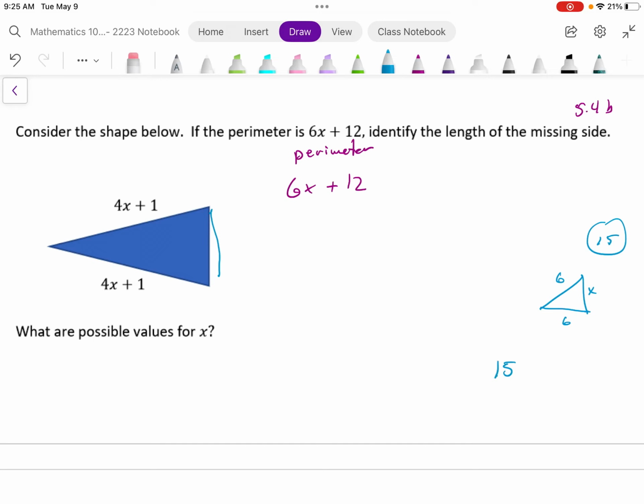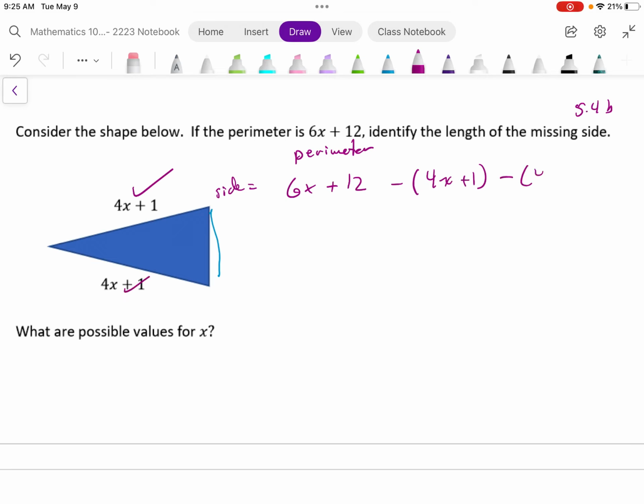But what I'm going to say is a lot of you would probably take the perimeter, subtract 6, and see what's left over. And that's exactly what we're going to do here. We're going to take the perimeter and subtract the length of each side. So the side is equal to 6x plus 12 minus this side minus this side. So now this expression will represent the missing side length.